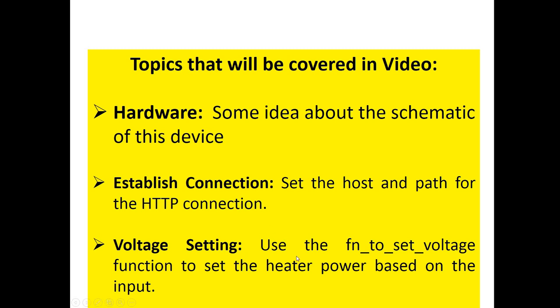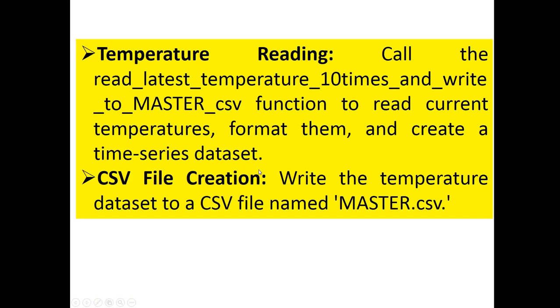Now the voltage setting is what? Power is nothing but voltage. You have to set the voltage as 50% voltage or 100% voltage. Depending on that, you can use a function to set the voltage, a function to set the heater power. Now temperature reading is done through a function. The function is called read latest temperature 10 times and write to master CSV. This is some kind of function name which we have created. You need not give such a long name. You can give simply read temperature and write to CSV.